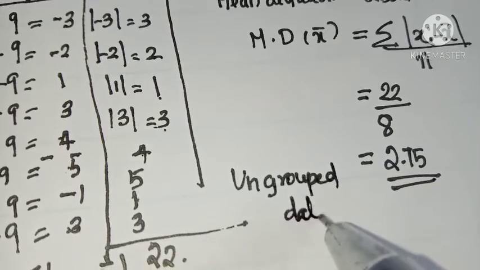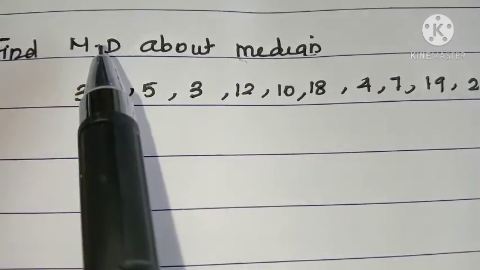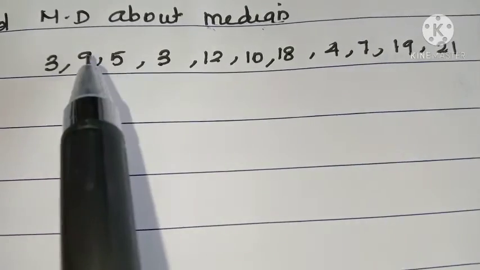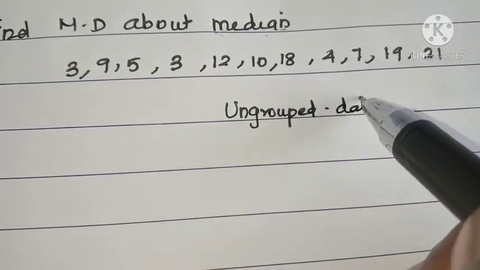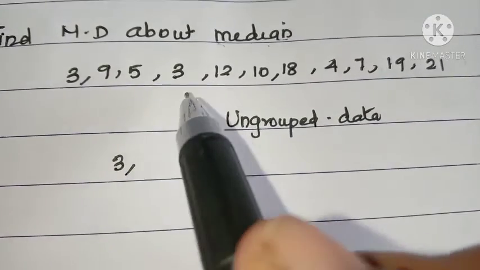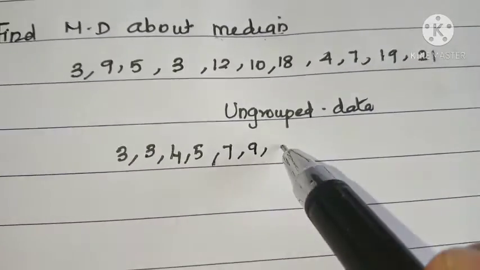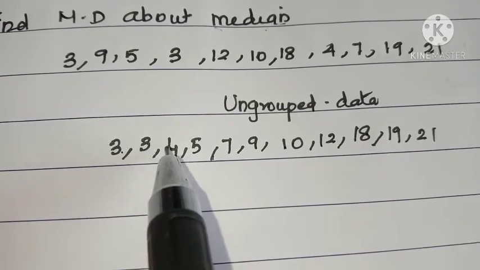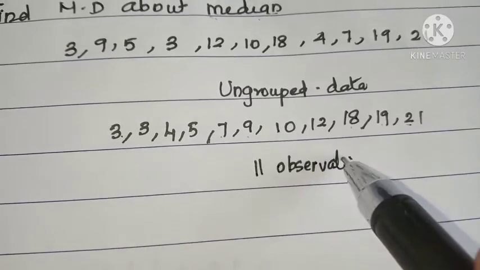Now find the mean deviation about median. Before, we discussed the mean deviation about mean; now we want to find it about the median. In the data only values are given, so this is an ungrouped data. To get the median, first we have to arrange the values in ascending or descending order. So I am going to make this data in ascending order: 3, 3, 4, 5, 7, 9, 10, 12, 18, 19, 21. Now count: there are 11 observations.